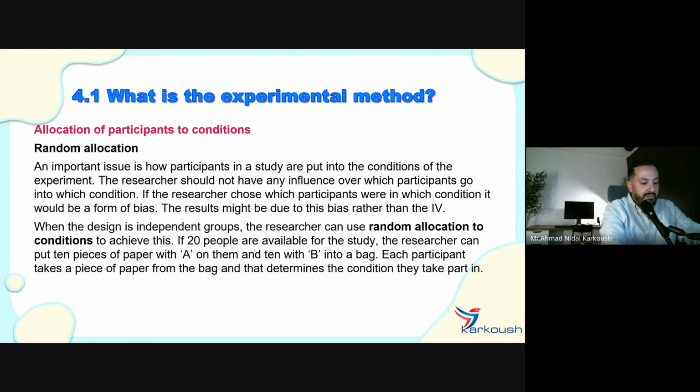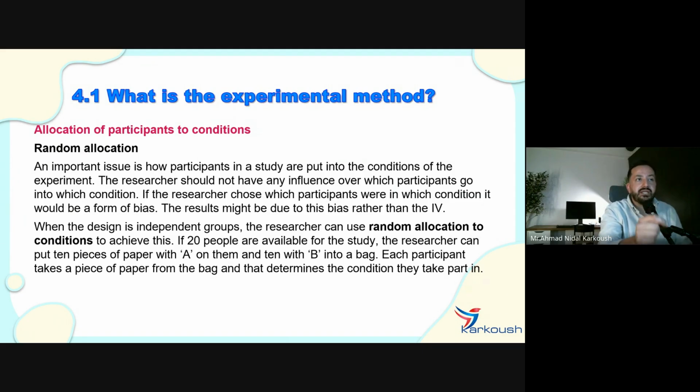Why did I put Farida Muhammad Tahir in the condition where she doesn't listen to music and Farida Muhammad Bahir in the condition where she listens to music? Why? Well, I didn't. Random allocation is when the researcher doesn't have any influence over which participant goes to which condition. If the researcher chose which participants were in which condition, it would be a form of bias, and the results might be due to this bias rather than the IV.